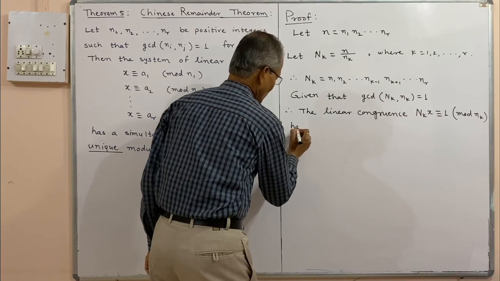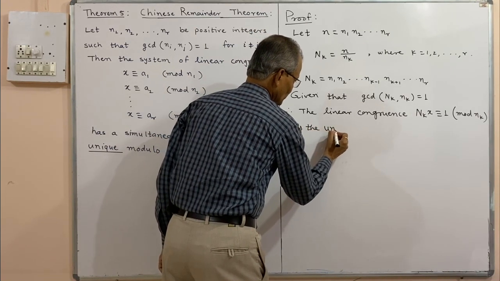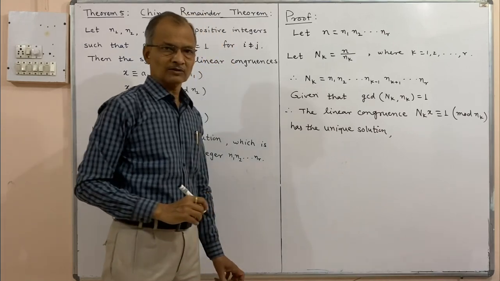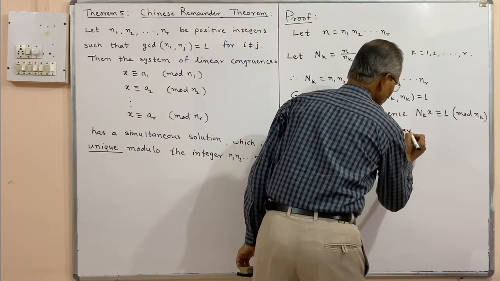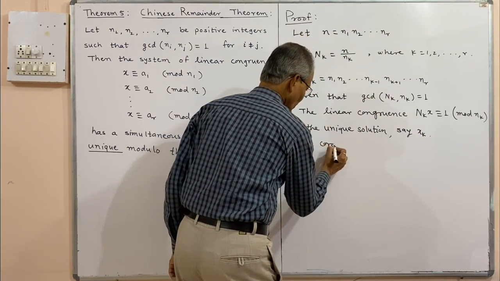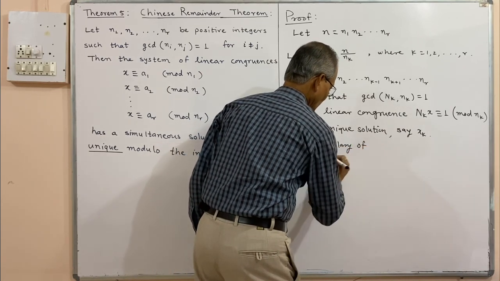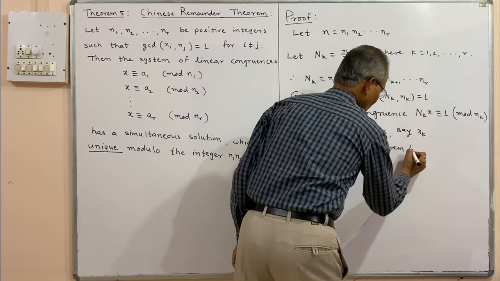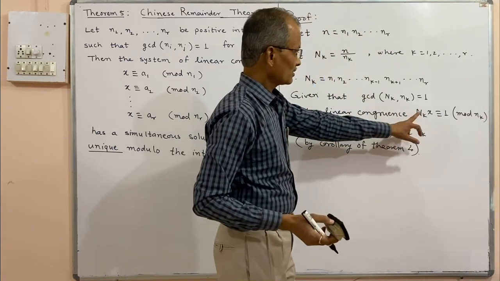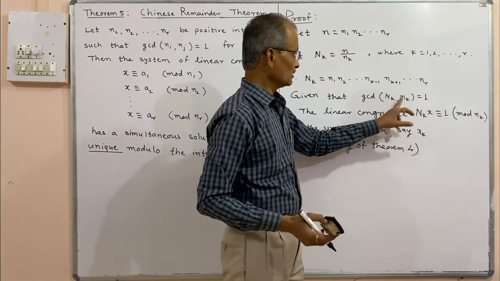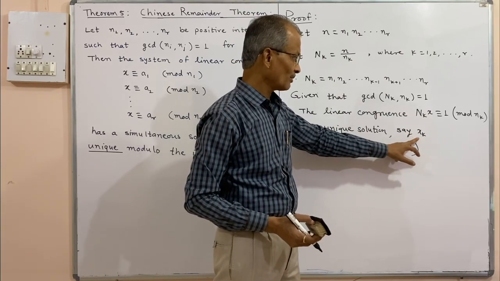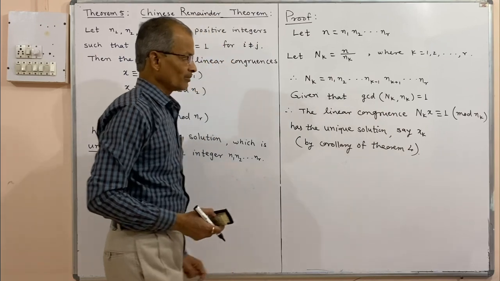has a unique solution, and we denote that solution by xk. Now this is by the corollary of theorem 4, which we have studied earlier, last time. Because the GCD of Nk and nk is equal to 1, this linear congruence has only one solution, and that solution we denote by xk.